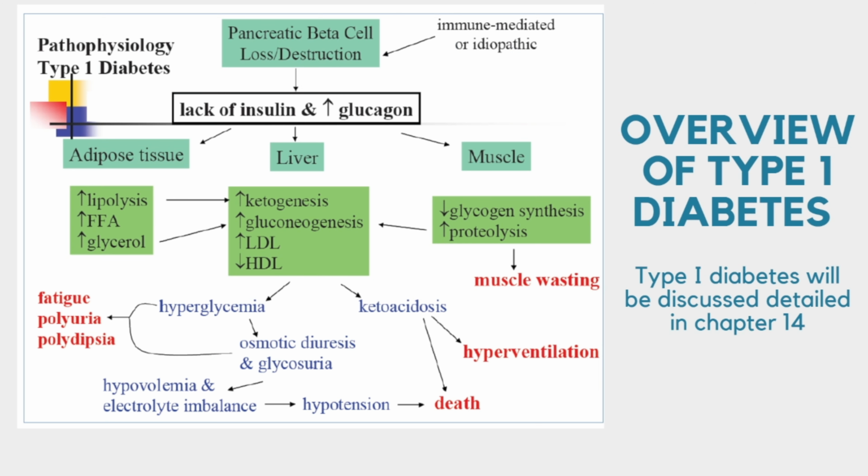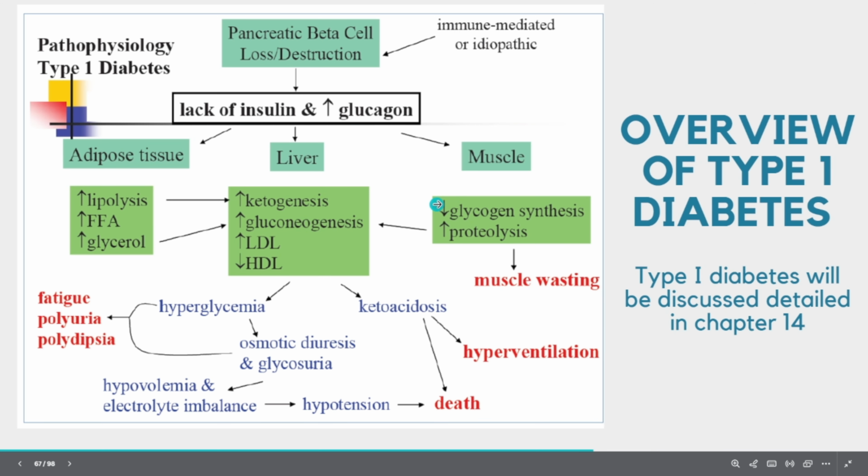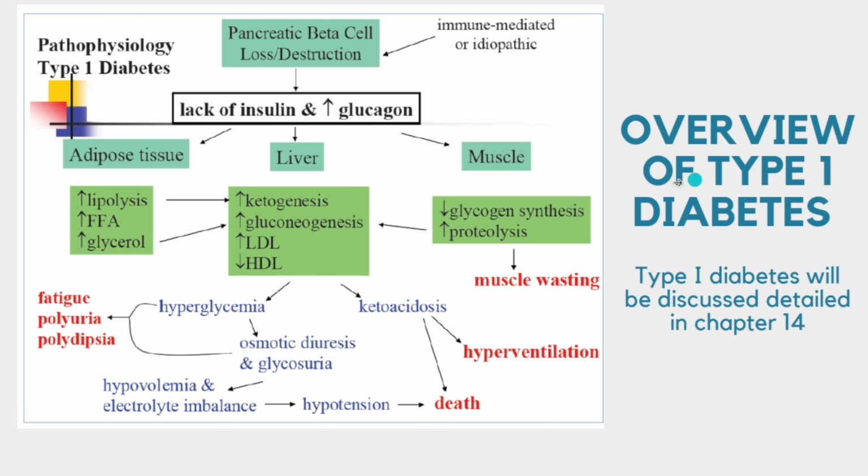So this is just an overview of type 1 diabetes. As I mentioned, this is an autoimmune disease where the body cannot produce insulin. Your beta cells are already destroyed, so you lack insulin and your glucagon increases, causing all of this, with no insulin at all. This is just an overview only. We will talk about more detail in the next chapter, chapter 13, not chapter 14.